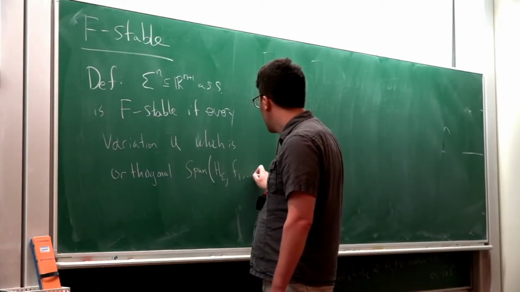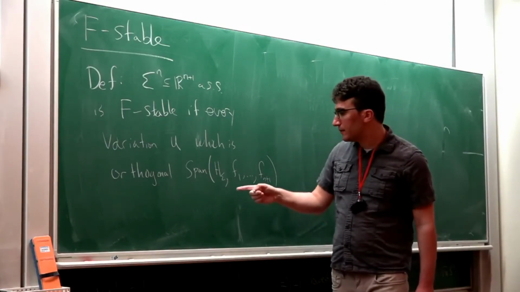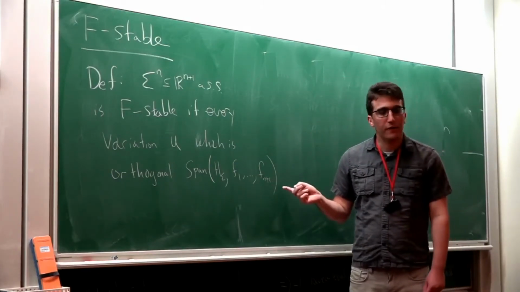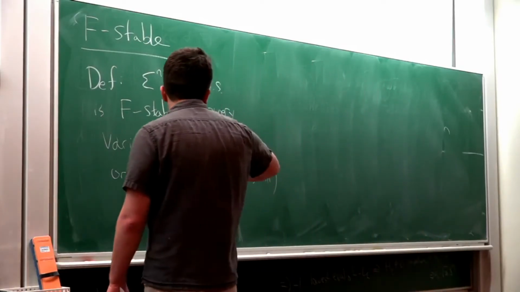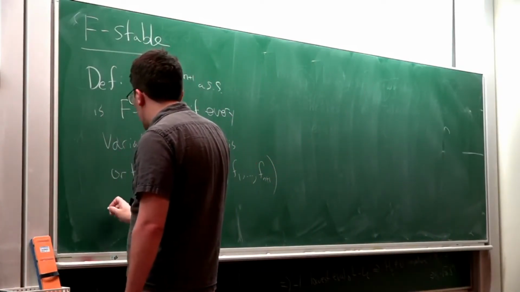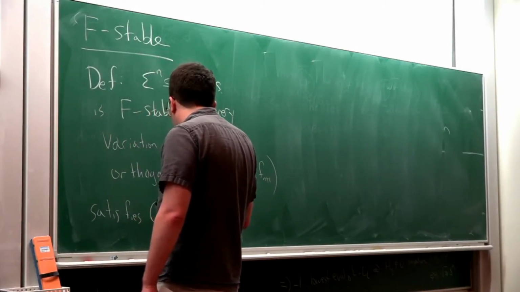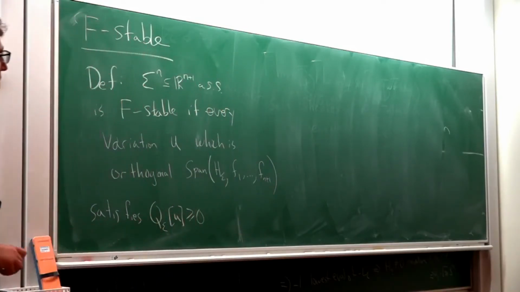and then this space of geometric variations, if you like, so the scaling and the translations. So if you have a compactly supported variation that's L2 orthogonal to this, being F-stable means that the second variation of U is greater than or equal to 0. In other words, F-stable means the only way to decrease your F-area is, in some sense, a geometric deformation.